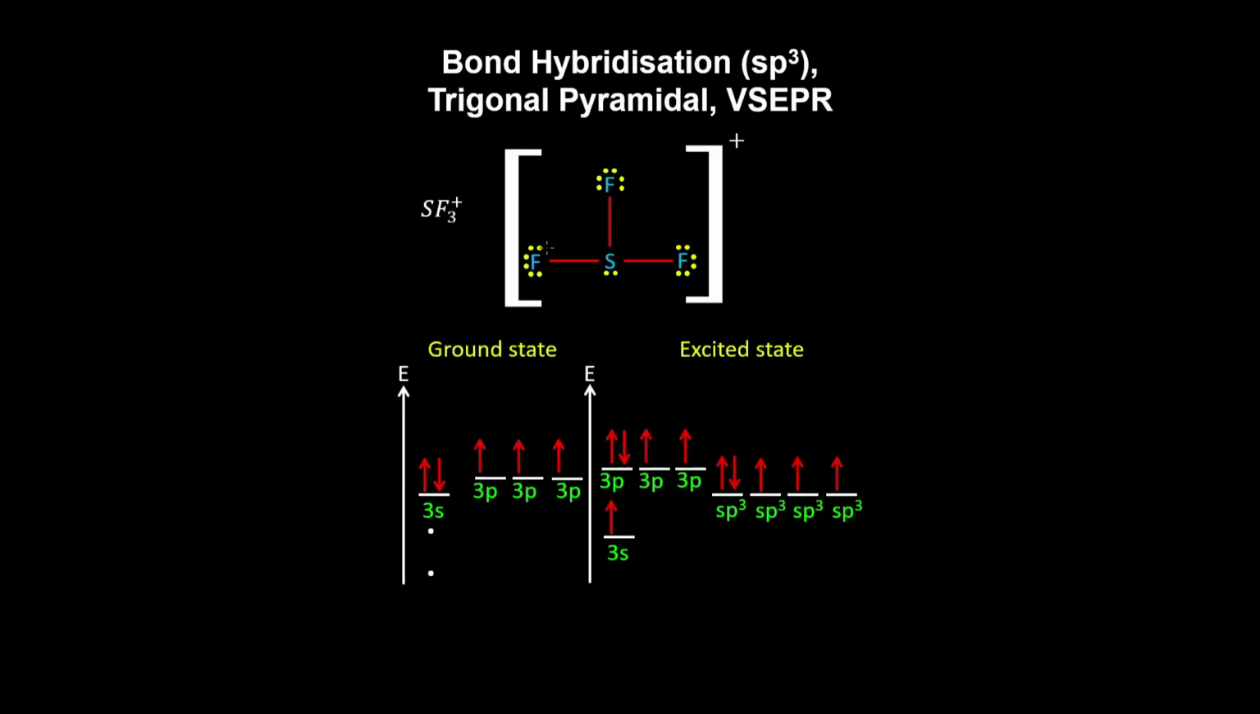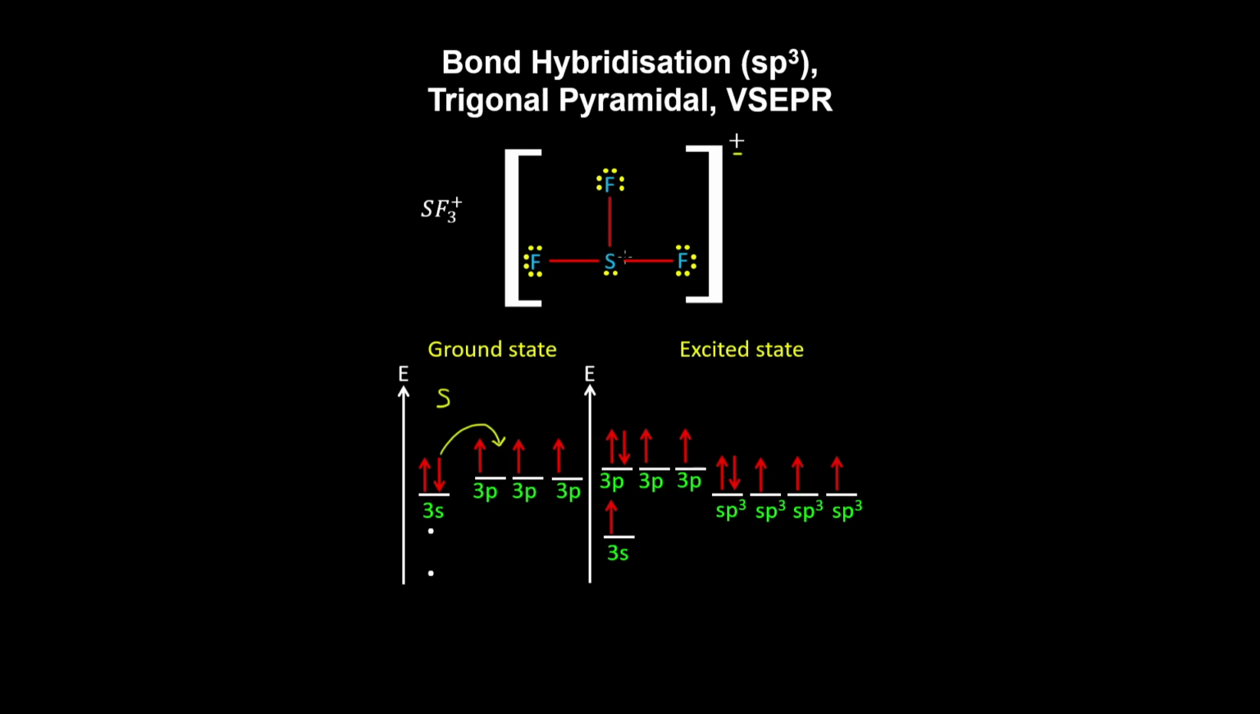Let's draw the molecular geometry where the central atom has a lone pair of electrons and 3 sigma bonds. The electron configuration of the valence shell of sulfur is given below, but since we have a polyatomic ion, we have one less electron. And in the excited state, an electron from the 3s orbital jumps into the 3p orbital.